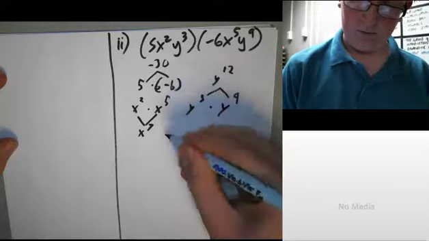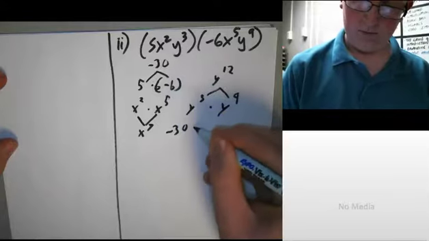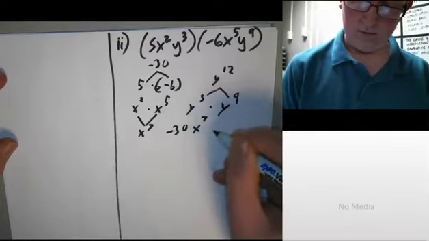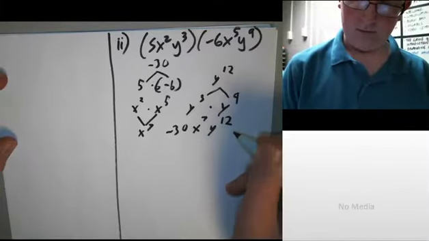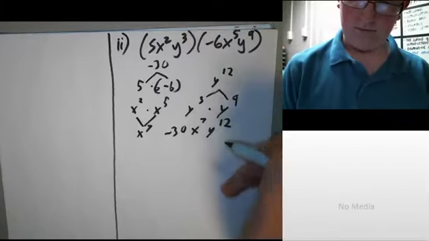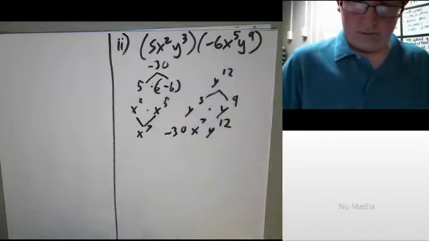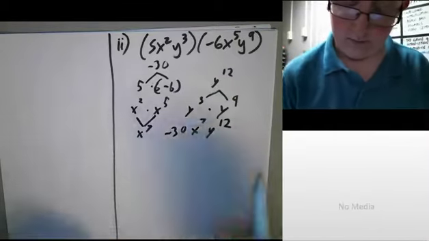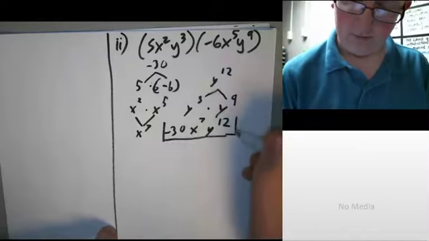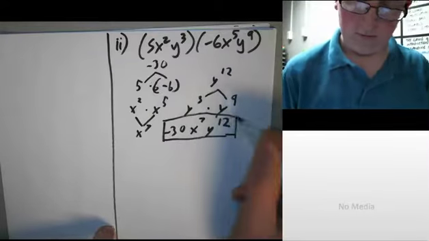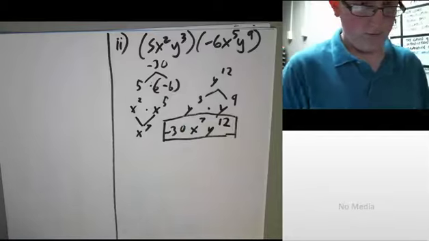So 5 times negative 6 is negative 30. The x squared, x to the 5th, comes out to x to the 7th. He added up the exponents. And then y cubed and y to the 9th is y to the 12th. Go ahead and put a box around your final answer. Is that your final answer? Okay, so put a box. That's good. So he got negative 30x to the 7th, y to the 12th.